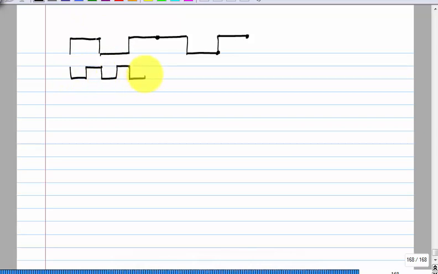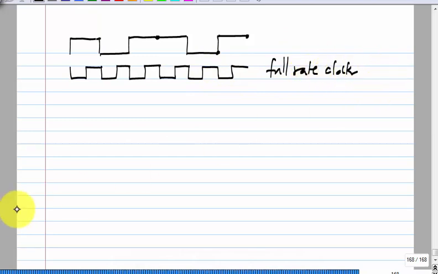Okay. So, this means that, let us say your data is like this. Originally, we had a clock which was supposed to be like that. Now, we do not have this, we just have a clock at half the rate.